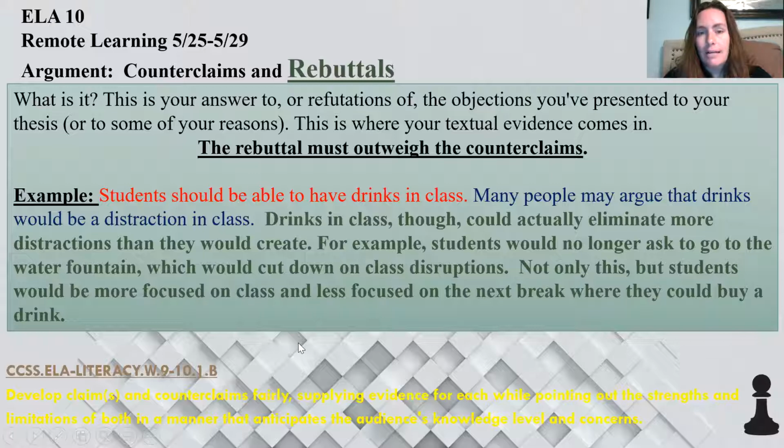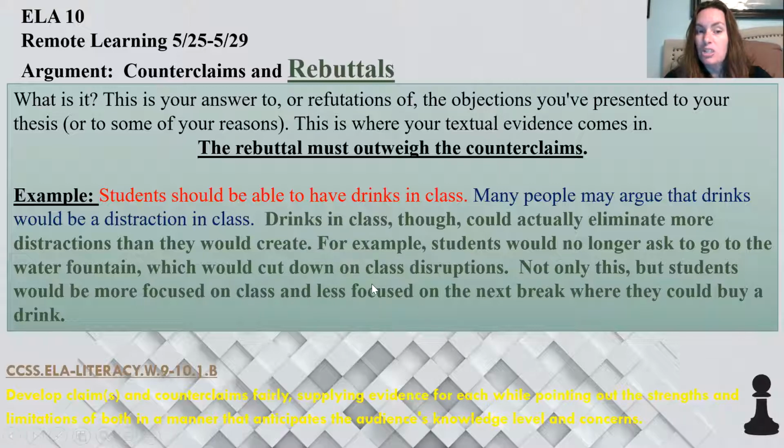All right, so here's our example we've been working with. Students should be able to have drinks in class. That's what I'm trying to prove. Now I'm bringing up a counterclaim. Many people may argue that drinks would be a distraction in class. Okay, can we all agree with that? Yeah, I kind of agree with that. I can see that. Okay, so here's my rebuttal. It's in green. I color code things if you haven't figured that out. Notice it's green up here with rebuttals and green down here in the example. Drinks in class, though, could actually eliminate more distractions than they would create. For example, students would no longer ask to go to the water fountain, which would cut down on class disruptions. Not only this, but students would be more focused on class and less focused on the next break where they could buy a drink.